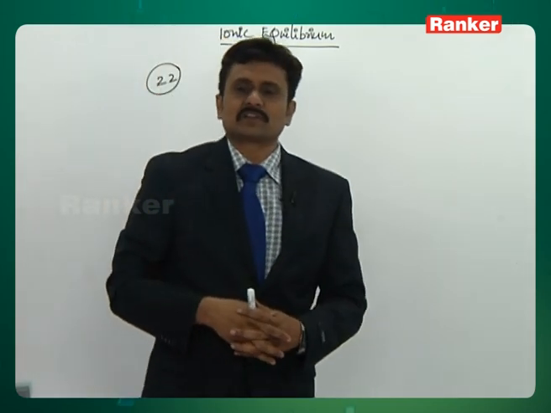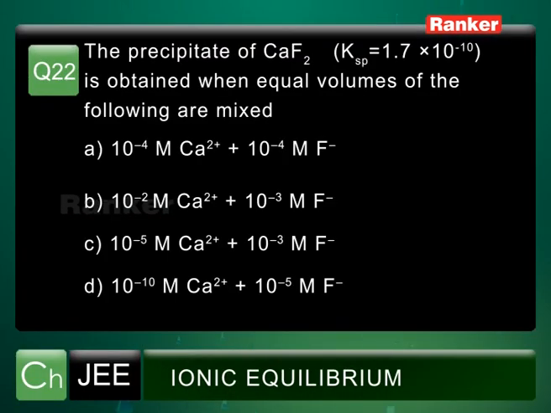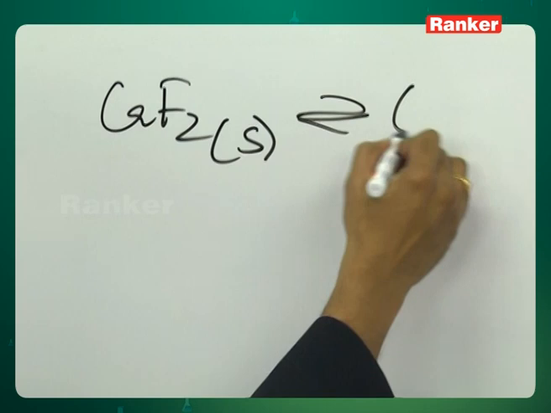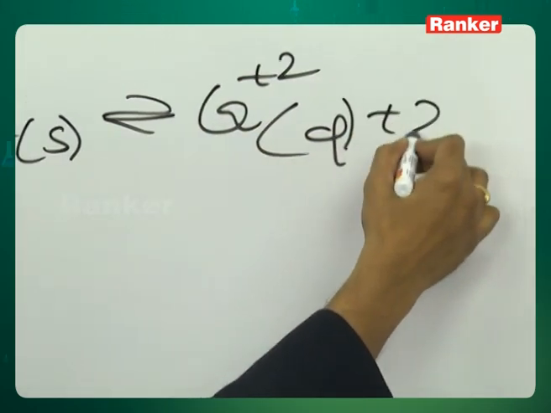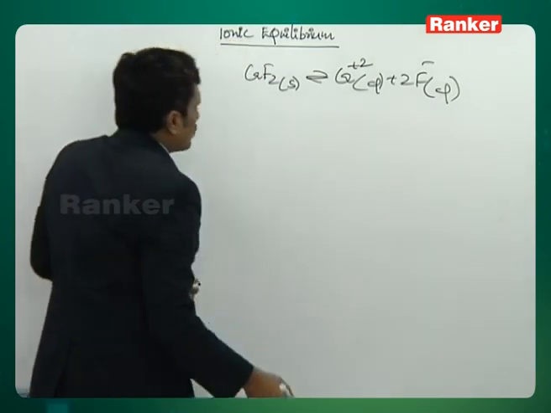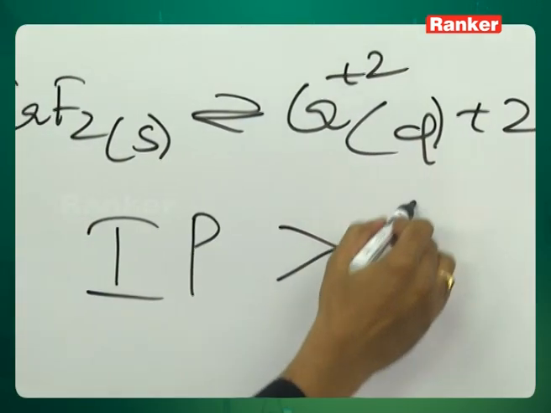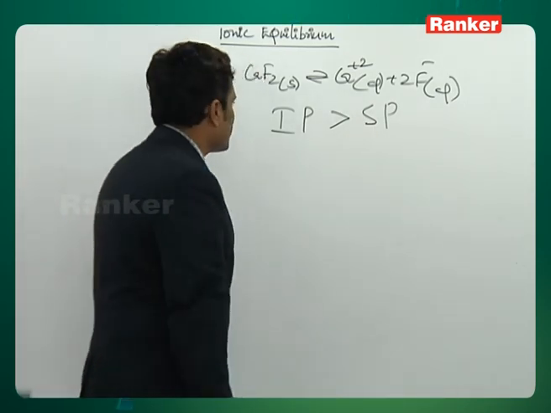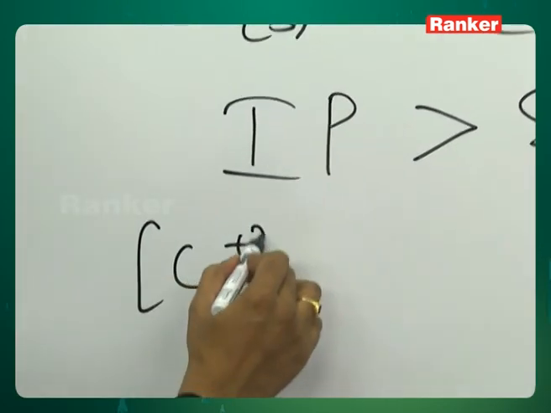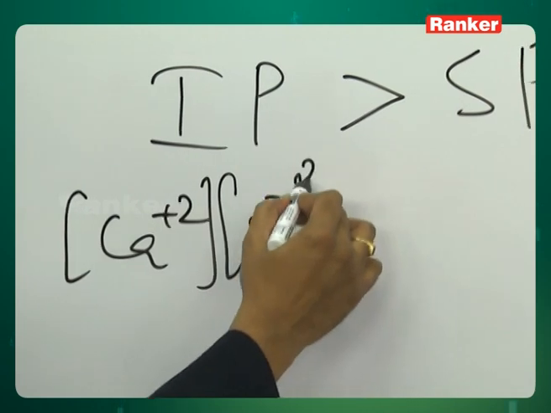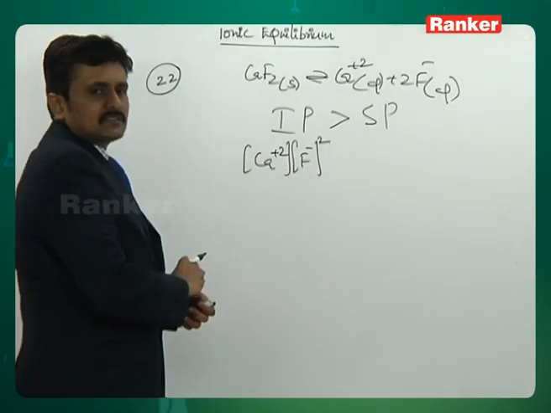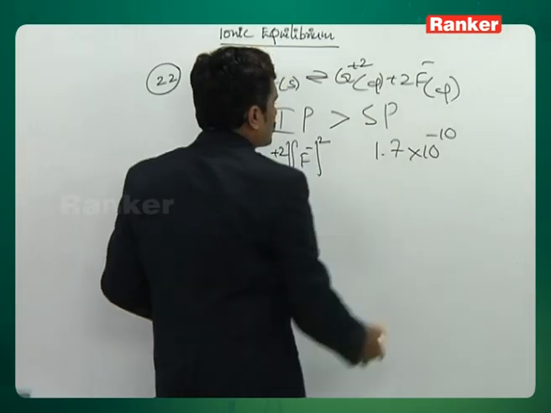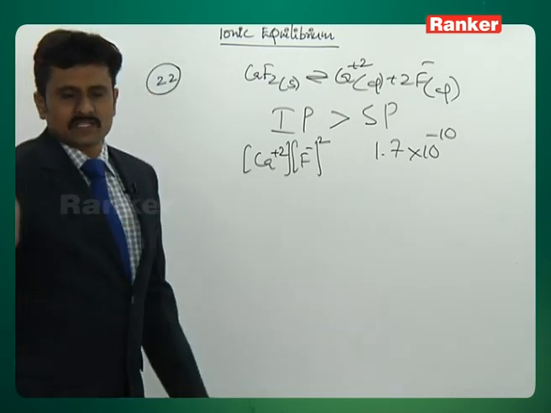Here the question is, the precipitate of calcium fluoride with a certain KSP is obtained when equal volumes of the following are mixed. When we have the dissociation of calcium fluoride, we are going to form the ions, and we know that the precipitation criterion is that the ionic product should be greater than the solubility product. Now taking the options, the ionic product of this is concentration of Ca plus 2 into concentration of F minus whole square, and the KSP, the solubility product, is given as 1.7 into 10 to the power minus 10 mole per liter whole cube. So here we have the various options which we need to substitute.